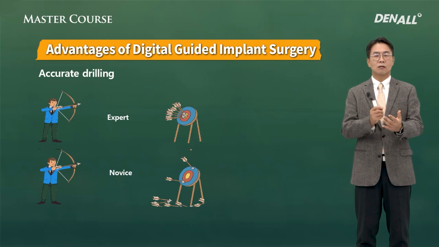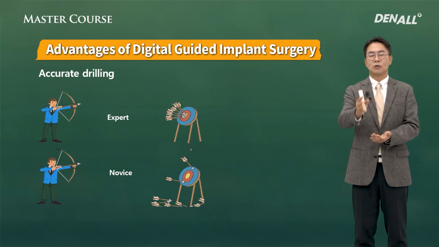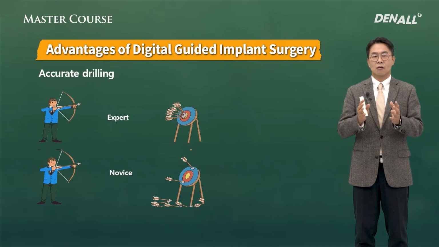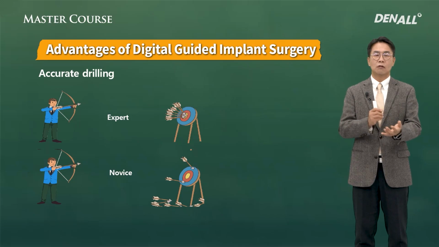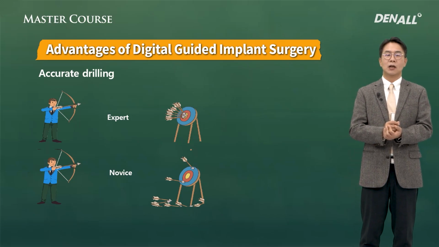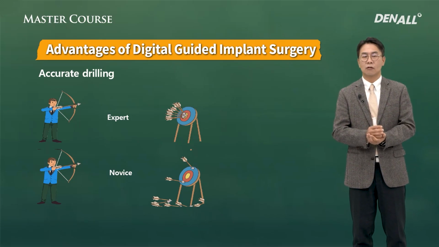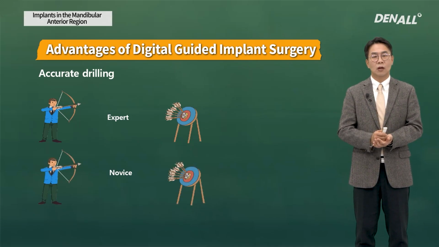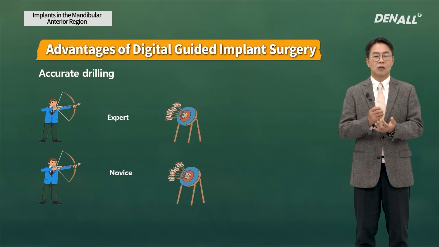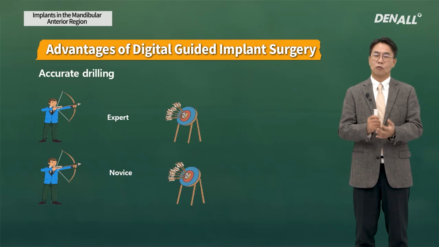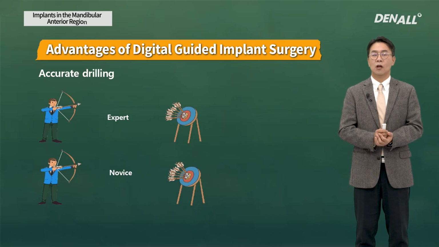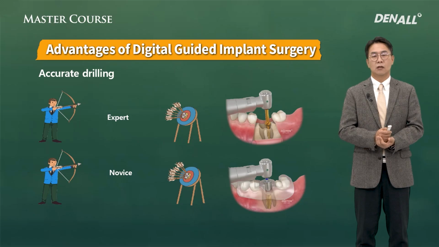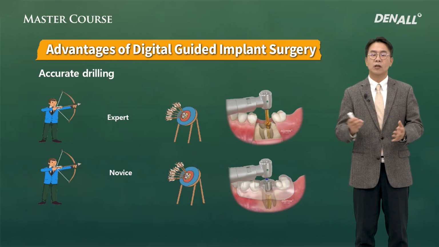However, the mistakes can be minimized. For example, an excellent archer can hit the targets 10 out of 10, but an unexperienced archer has a low probability of hitting the target, a big difference between them. However, if you use a certain instrument, a beginner in archery can hit the target accurately. What is that sort of instrument? That's the guided template, which acts like a stent.